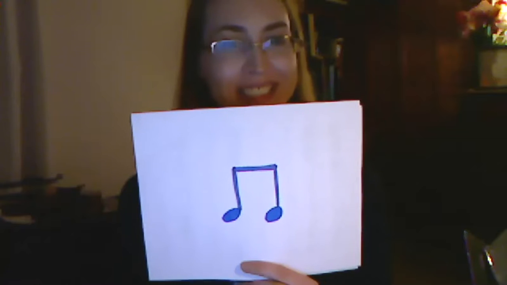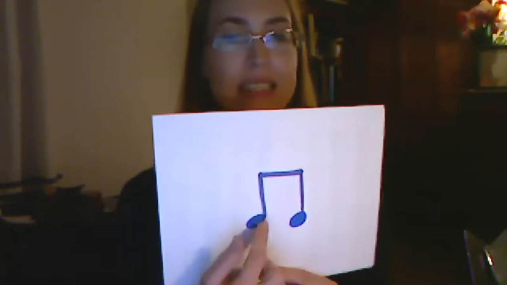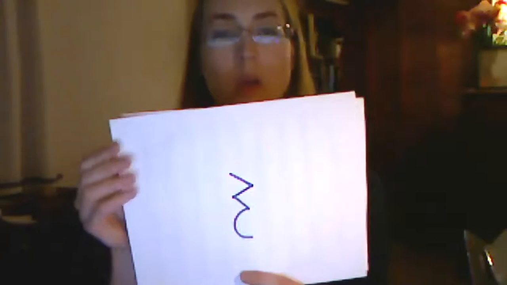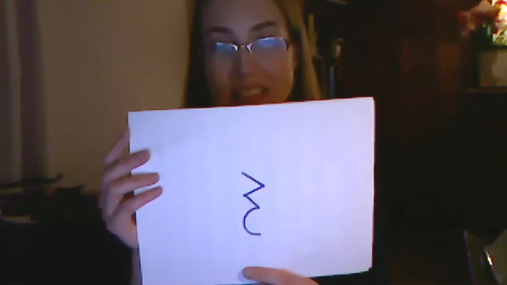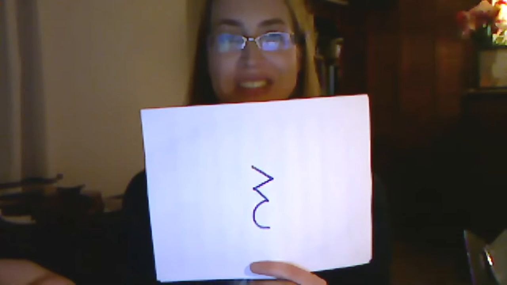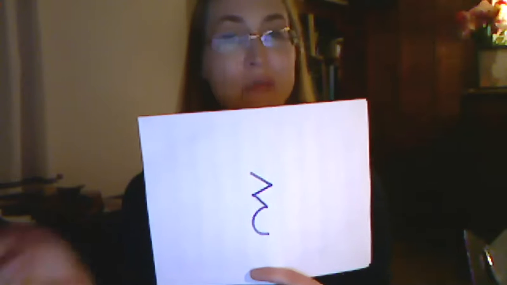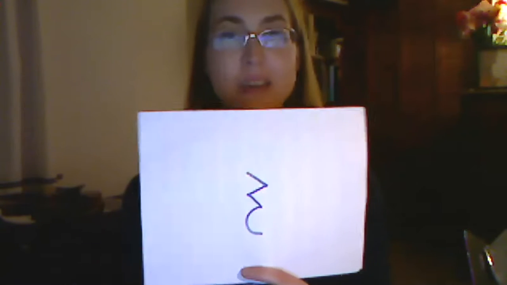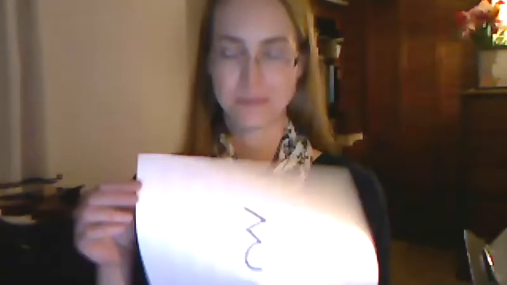What are these notes? You should have said eighth notes, and the eighth notes both together equal one beat. So when we count this, we say ti, ti. Good. What type of rest is this? You should have said a quarter rest, which gets one beat of silence. So we say rest.